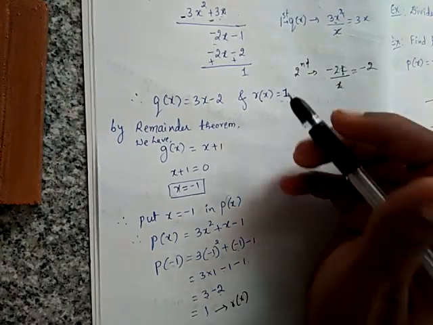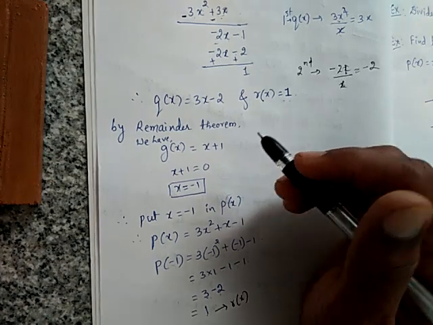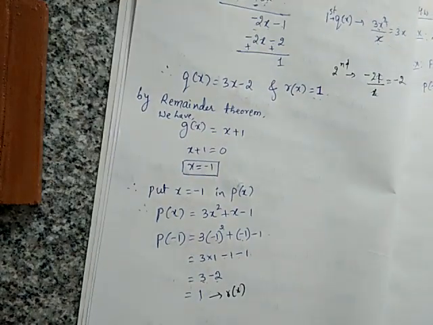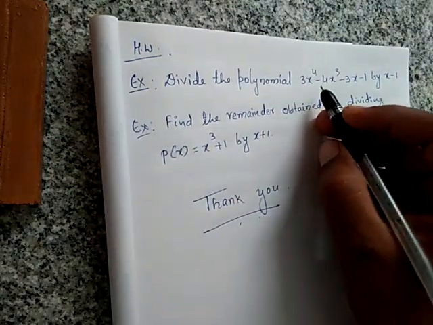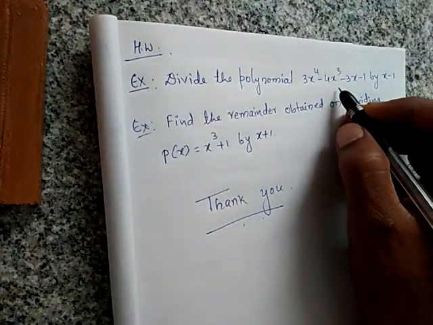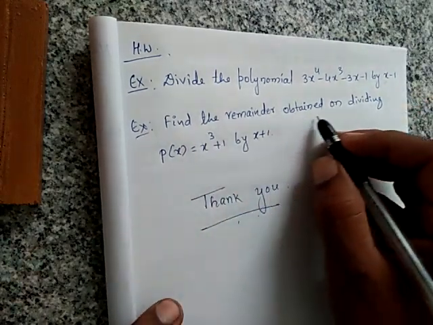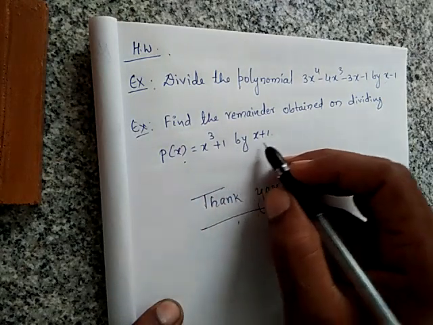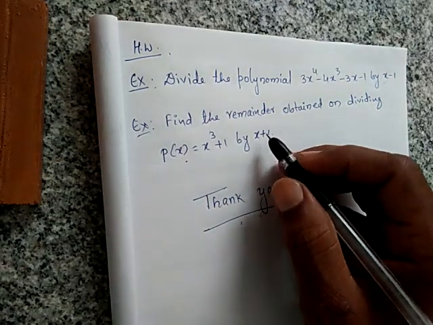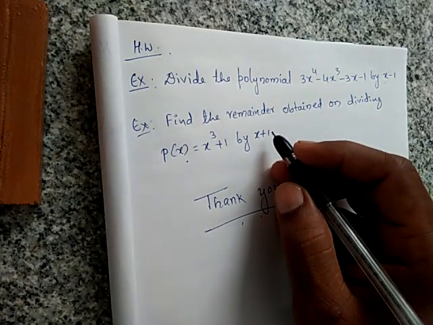Okay, if both are not the same then you should think that you have done something wrong. Okay my dear students, now a few last homework problems I will give you. So you can divide the polynomial 3x to the power 4 minus 4x cube minus 3x minus 1 by x minus 1. Find the remainder obtained on dividing p of x is equal to x cube plus 1 by x plus 1. Okay, both you can do by the remainder theorem and also by the long division method.